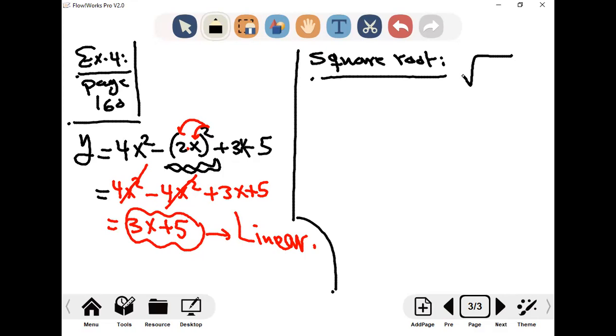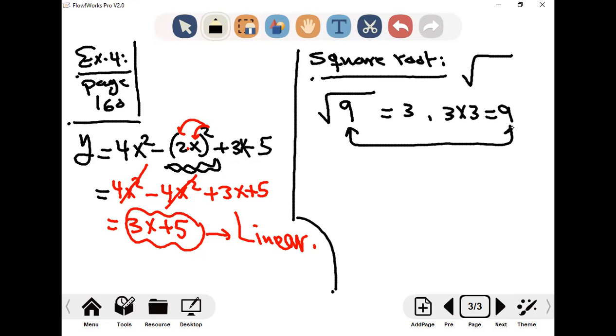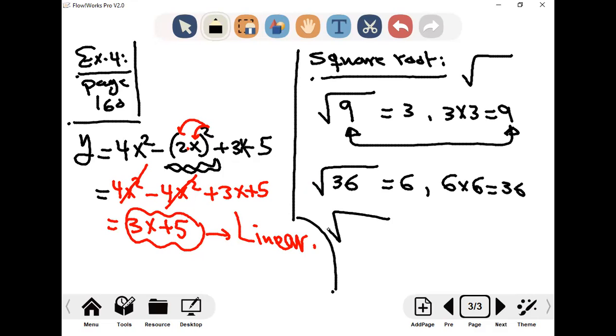Now how to find the square root of numbers? For example, if I want the square root of 9, this is a 3. Why? Because 3 multiply 3 equal 9. If you multiply the answer with itself, it gives what's inside the root. For example, square root of 36, 6. Why? Because 6 times 6 equal 36. For example, square root of 100, 10. Why?